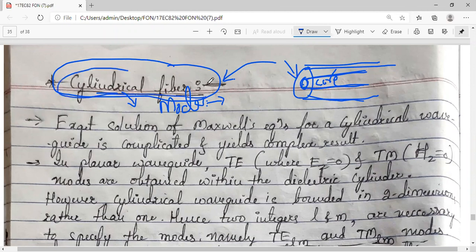As they are cylinders, whenever we go for the solution of any electromagnetic wave, obviously the fundamental equations which we use are Maxwell's equations. You know it, we have fundamentally seen four Maxwell's equations. If you recall your electromagnetic theory, these can be represented in all three coordinate systems: rectangular, spherical and cylindrical. As we are talking about cylindrical fibers, the cylindrical coordinate system is used.